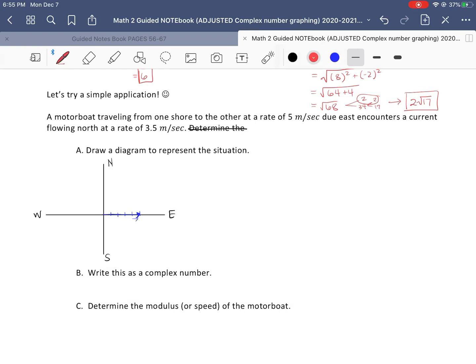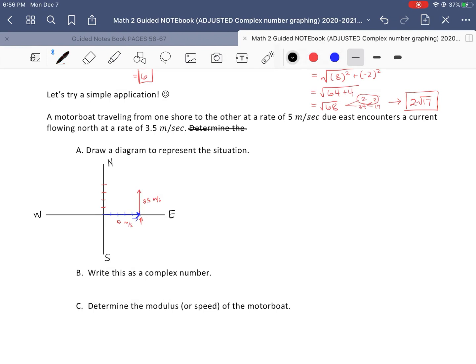And he gets pushed by a current that's flowing north, so it's headed north direction, or up at a rate of 3.5 meters per second. So 1, 2, 3, 4. So he's getting pushed to 3.5 there. Does that make sense? And I'm going to label this 3.5, and I'm going to put meters per second just to help me remember what that stands for.